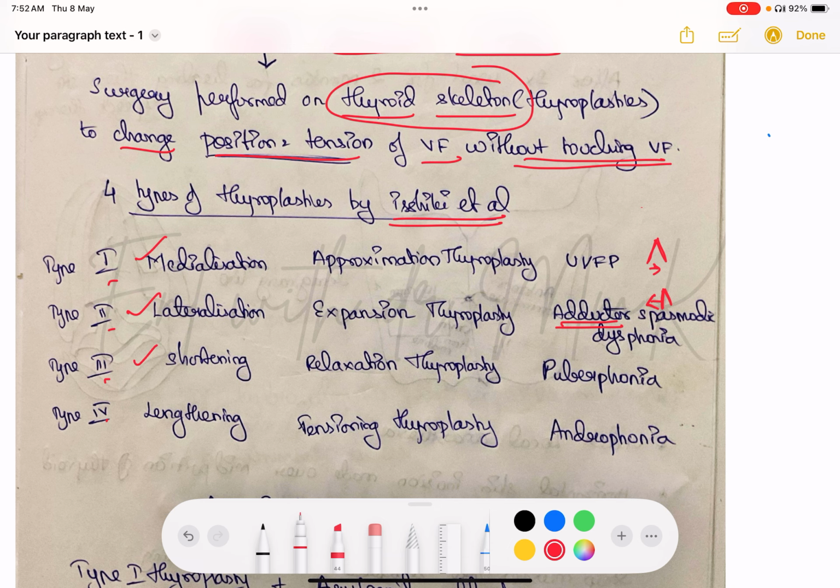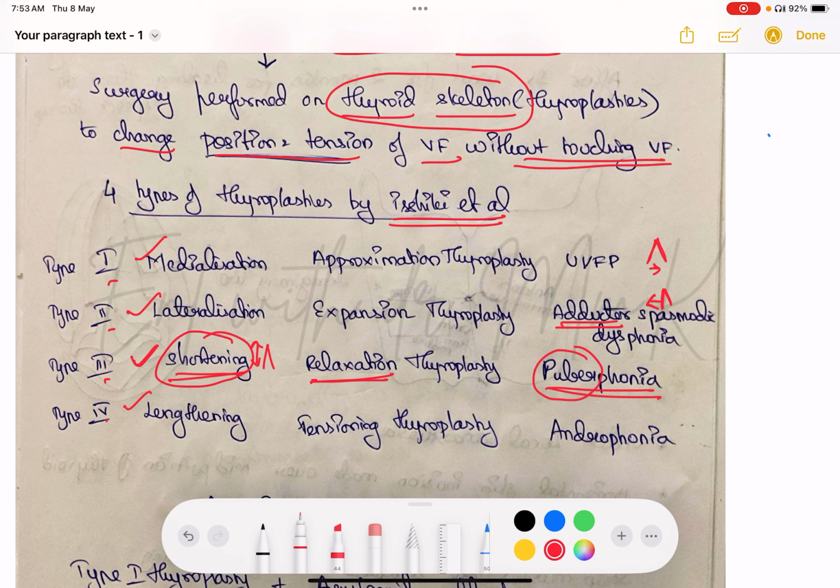Type 3. Type 3 thyroplasty is called shortening thyroplasty. It is done in patients with puberphonia. What is puberphonia? That is nothing but a male with a female voice. What will happen in female voice? It is a very high pitched voice. So the cords are very tense. So we have to shorten the vocal cord or relax the vocal cord. We have to reduce the anteroposterior length. So we are going to shorten the vocal cord. So this is called relaxation thyroplasty.